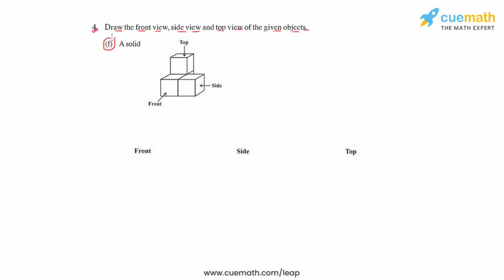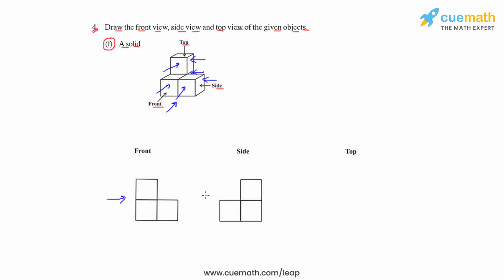So the next object of the question is a solid where the top, the front and the side views are already marked. Based on our observation, if we view this solid from the front side, we'll see that it represents three squares. So these are the three faces which will be visible, and this representation of the solid will give us the front view. Similarly, if we view the object from its side, we'll again see three square faces, which are these three. One is hidden here, and this shape represents the side view of this object.